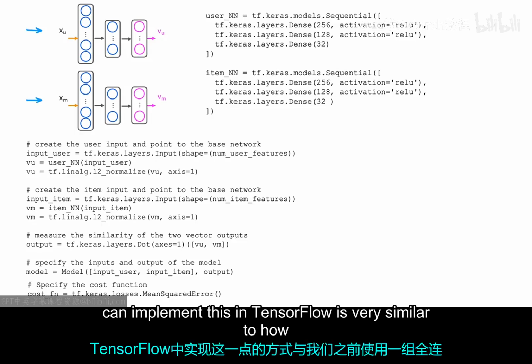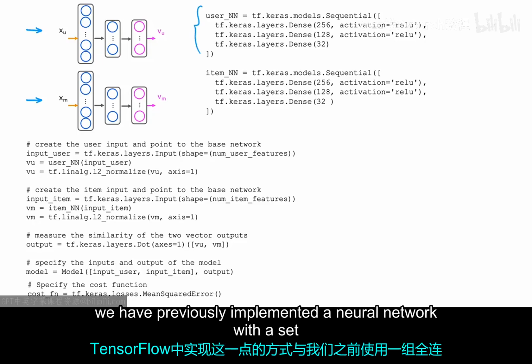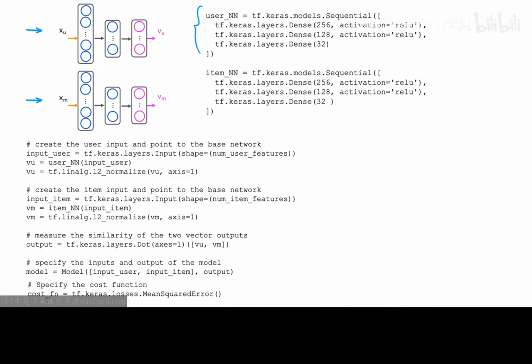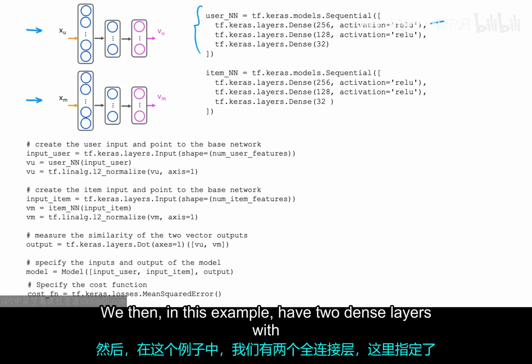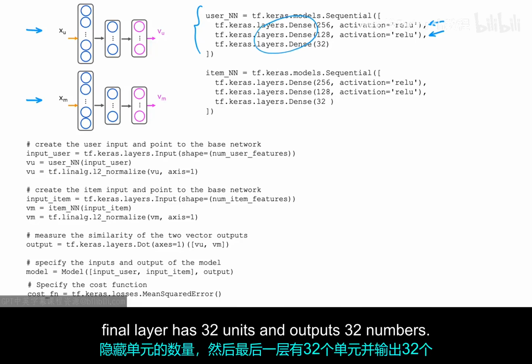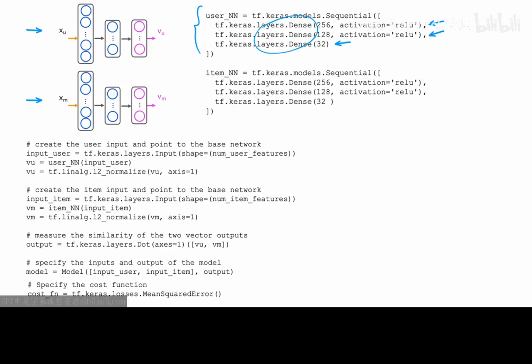And the way you can implement this in TensorFlow is very similar to how we had previously implemented a neural network with a set of dense layers. We're going to use a sequential model. We then, in this example, have two dense layers with the number of hidden units specified here. And then the final layer has 32 units and outputs 32 numbers.